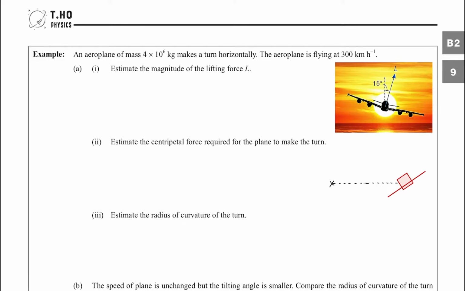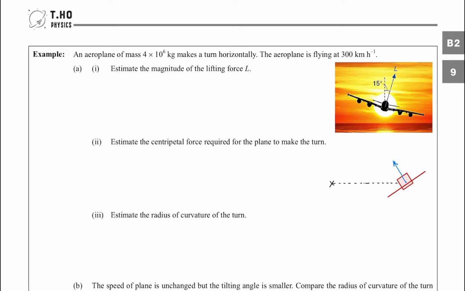Here we come to the example on page 24. So we have an aeroplane turning around a corner, making a turn. First of all, part A1, we have to estimate the magnitude of the lifting force. Before doing so, let's try to draw the free body diagram of the aeroplane first.